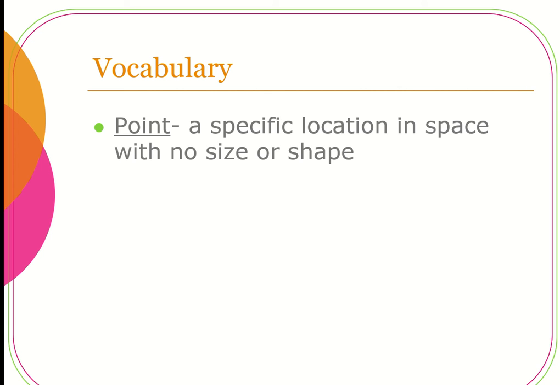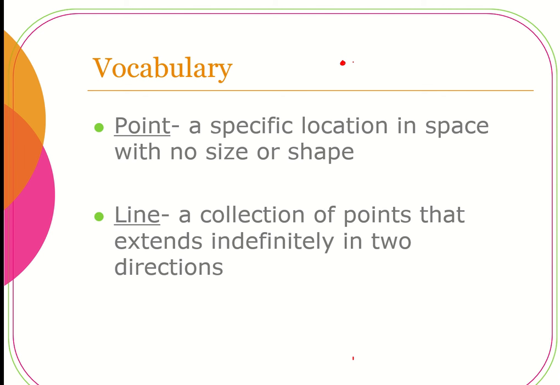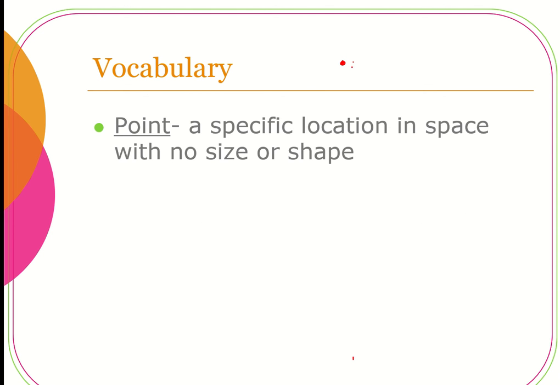A point is a specific location in space with no size or shape. So you've probably seen on a graph before, just a point, and usually has a name like point A or maybe point P, something like that. So we do need to identify points with a letter, and you'll see many points today.